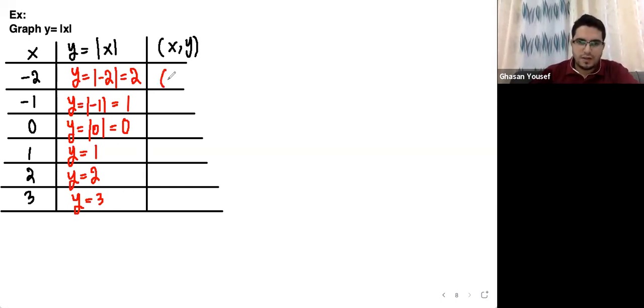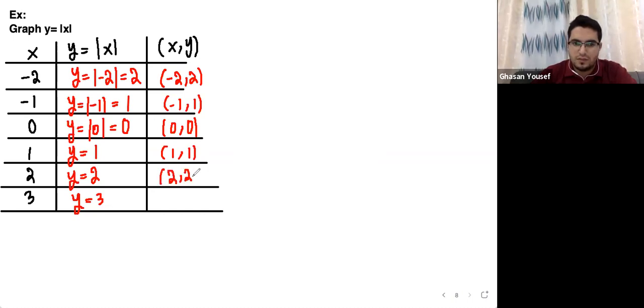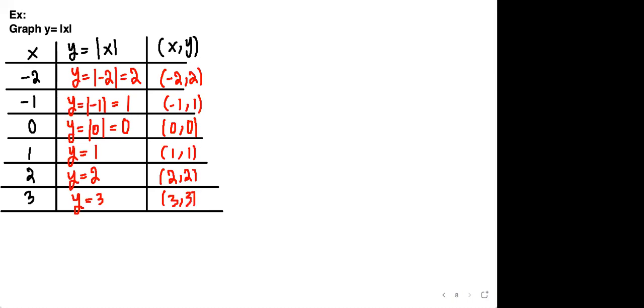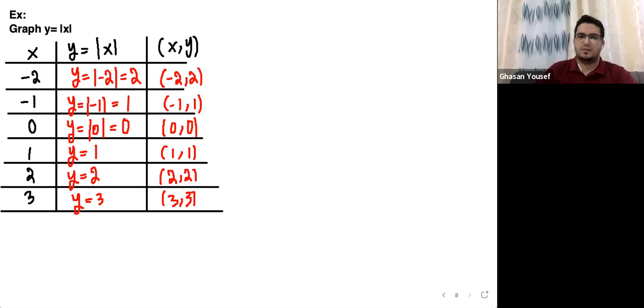So here the order pair is -2, comma 2. Here is -1 and 1. Here is 0 and 0. And this is 1 and 1. And 2 and 2. And the last one is 3 and 3. It creates like a V shape. Yes, because they're opposite, it will exactly look like the V shape. So again, this looks like the V shape.